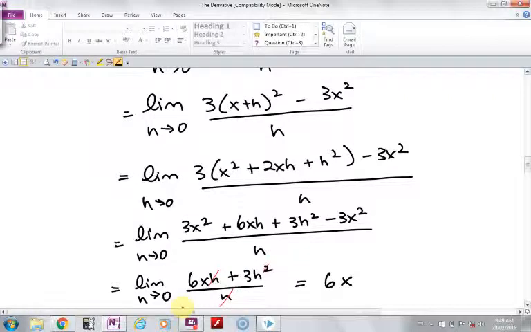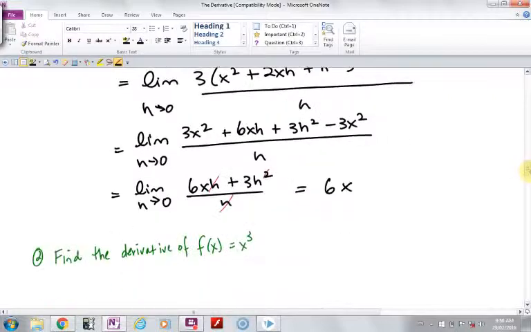So what that tells me is that the slope of the tangent at any value of x is 6 times that value of x. So if we knew that x was equal to 2, the slope would be 12. And if we knew x was 5, the slope would be 30. And if x was negative a half, the slope would be negative 3. Okay, so that allows me to find the slope at multiple points on the curve rather than just finding the slope at a single point on the curve. Okay, and that's the derivative. 6x is the derivative of 3x squared.